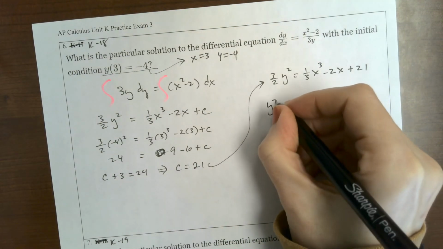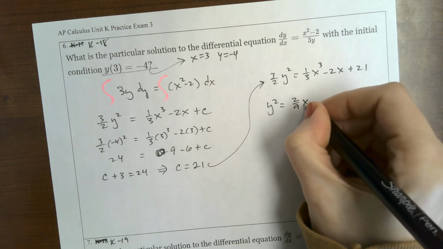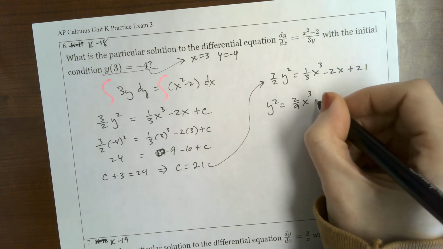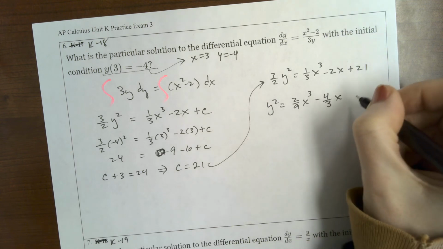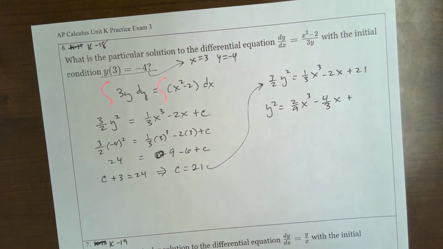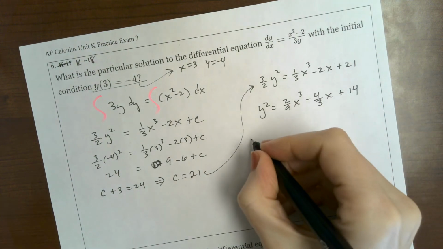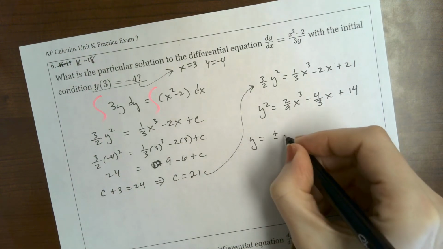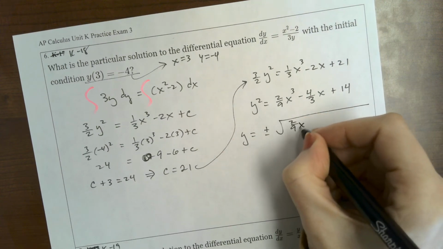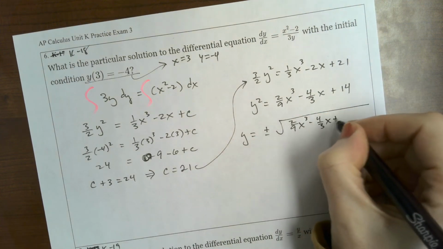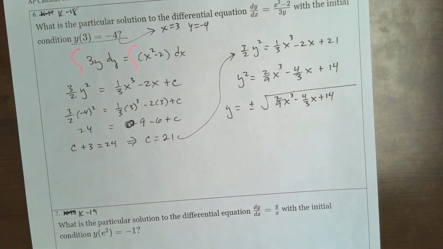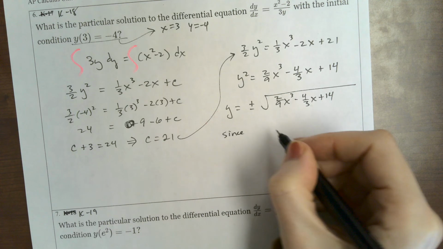So we end up with y squared equals this plus, all right, multiplying by 2/3, so that's 14, I believe. Okay, now you have to solve for y. So I'm taking the square root of both sides, so I go plus or minus, and then this. Okay, and then you have to decide whether it's the plus or the minus one.